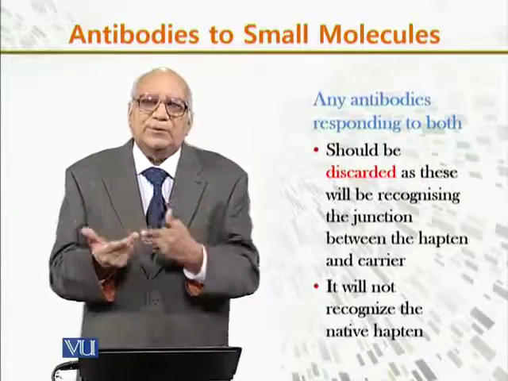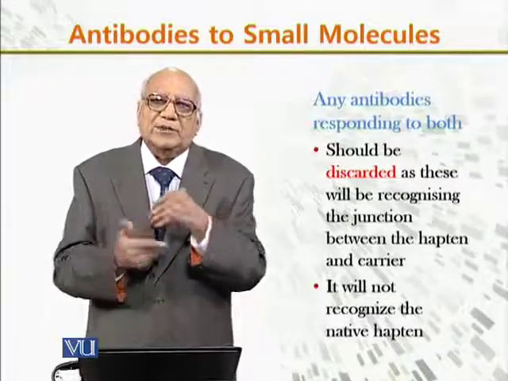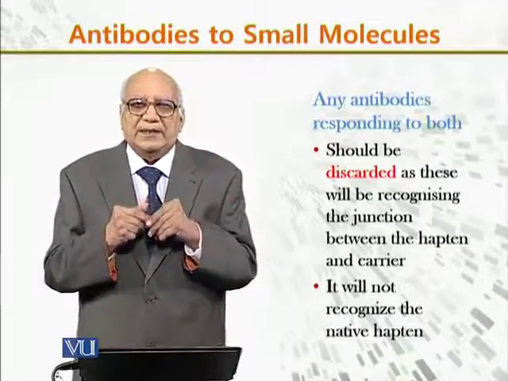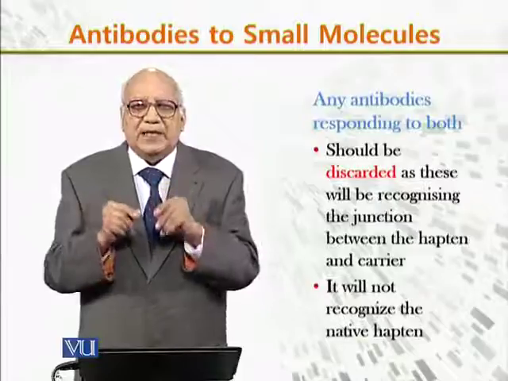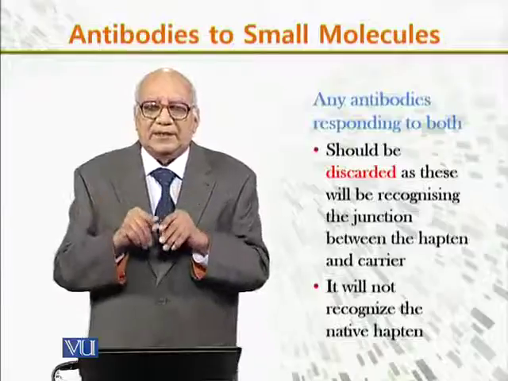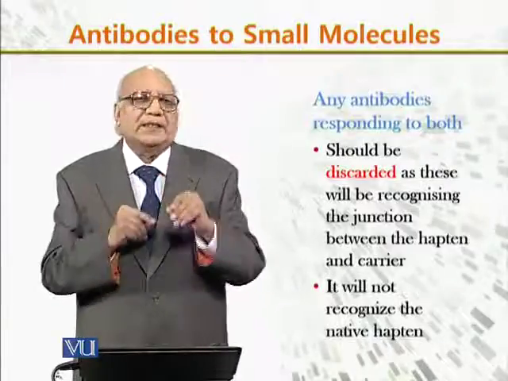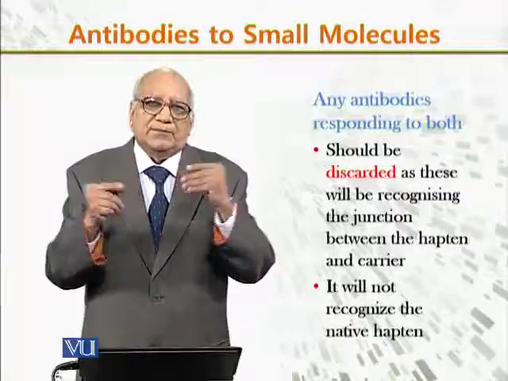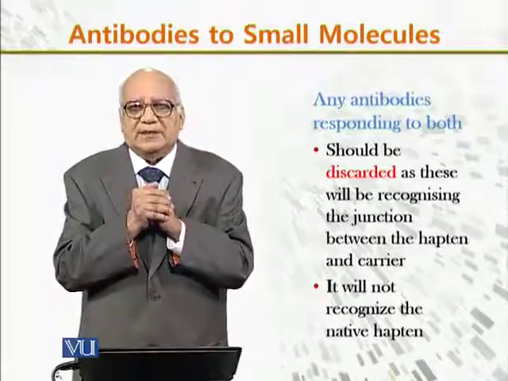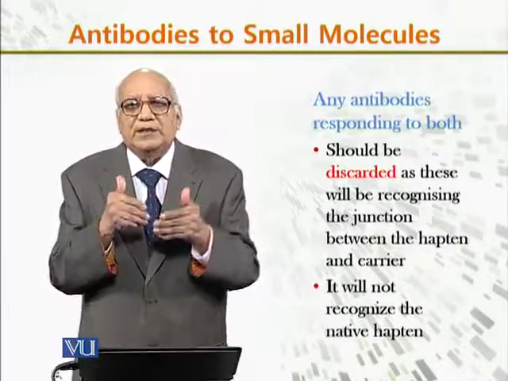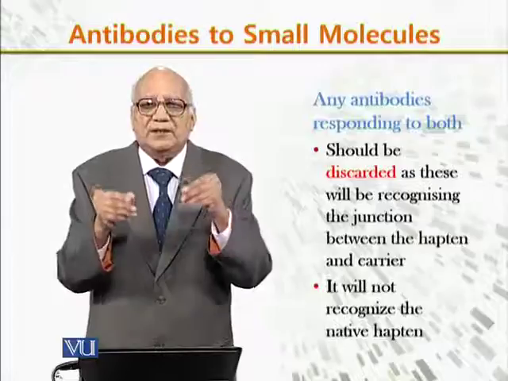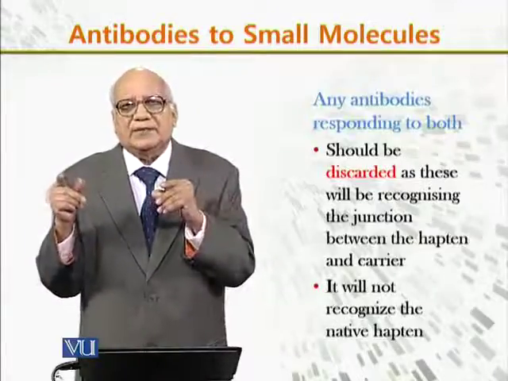Now see, if we do the cell test and it is responding to both tests, then what will happen? Any antibody that is responding to both should be discarded, as it will be recognizing the junction between the hapten and carrier. You see, if antibodies are showing the same results in both, they should be rejected because they will be recognizing the junction between the hapten and the carrier, which we don't want.